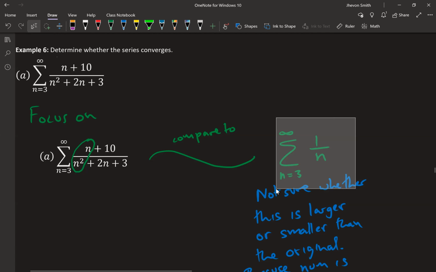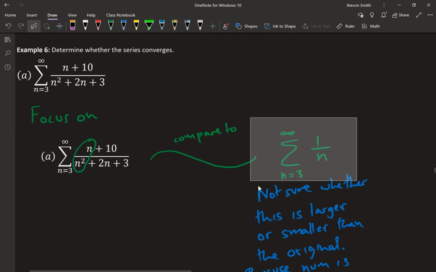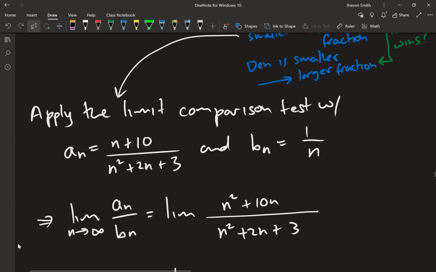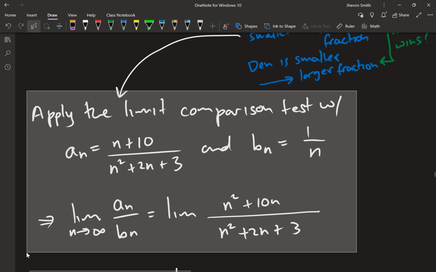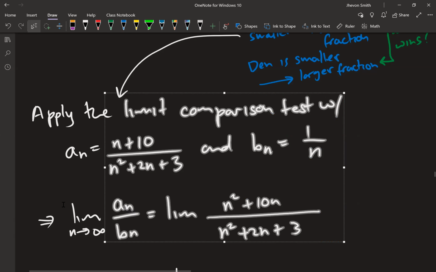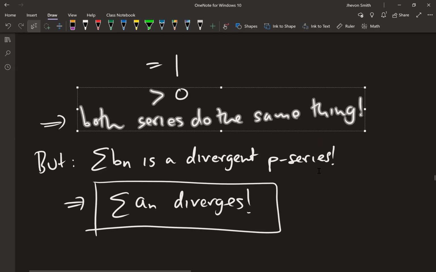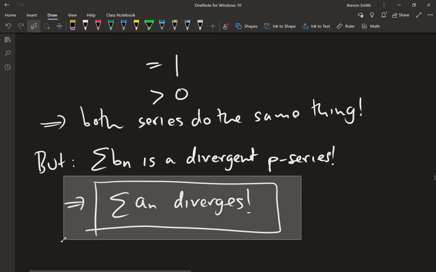Now I would need to know how does that guy compare to this guy to apply the direct comparison theorem, but I don't immediately know without having to take extra time and effort to prove who is bigger and who is smaller. So I decided to, let's just not do that. And let's just jump directly into the limit comparison theorem, because this theorem doesn't care who's bigger or who's smaller. So by applying the limit comparison test, the ratio gives me a positive real number, and so I know both series do the same thing. Bn is a divergent p series, and so my an diverges.